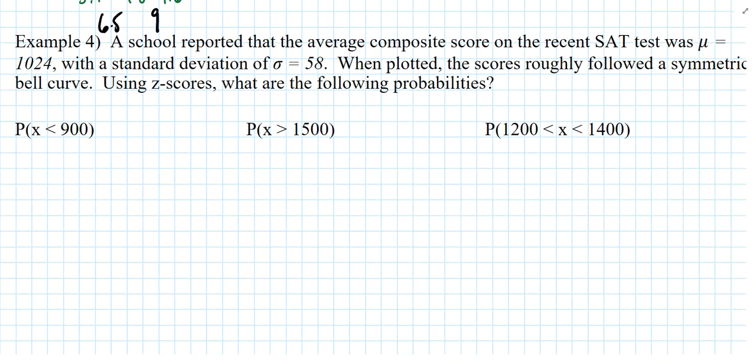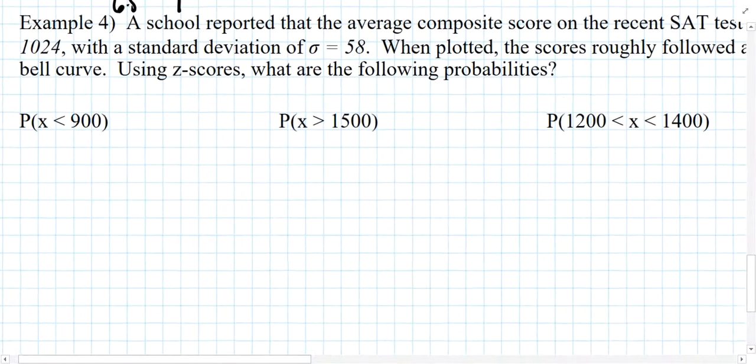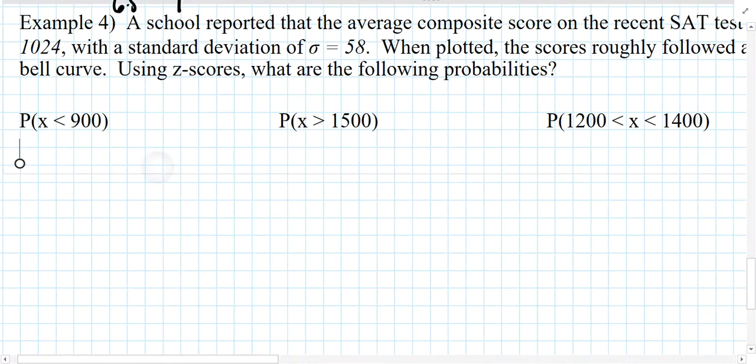To finish this video, consider the following scenario. A school reported that the average composite score on the recent SAT test was mu equals 1024, with a standard deviation of sigma equals 58. When plotted, the scores roughly follow a symmetric bell curve. Using z-scores, what are the following probabilities? We must be sure to convert each variable to a z-score and use the provided table to determine the probabilities.